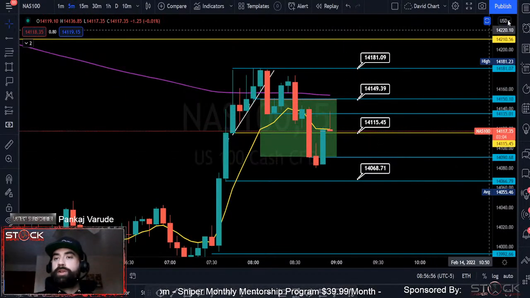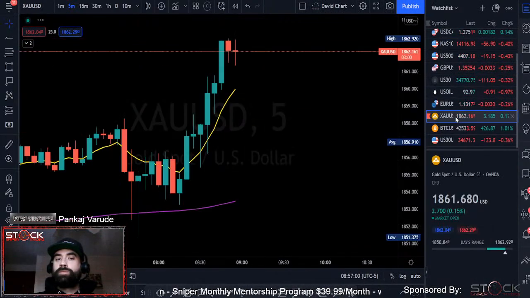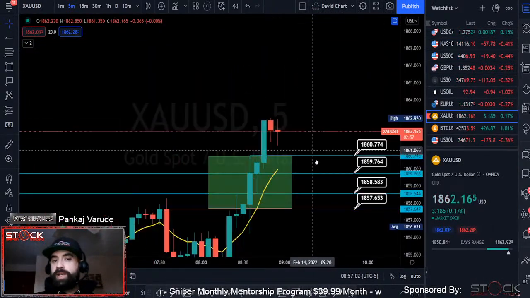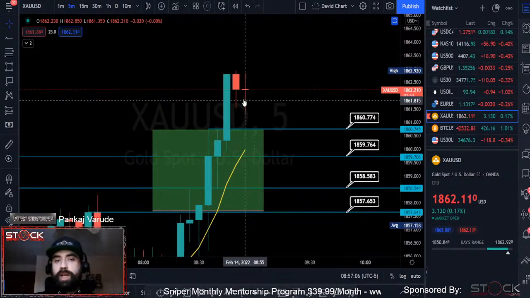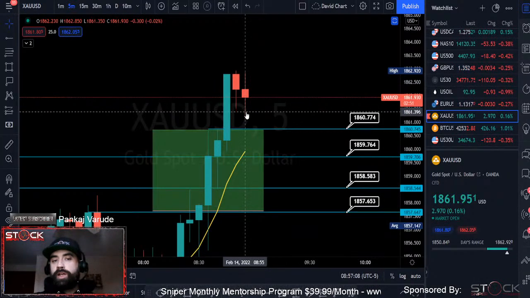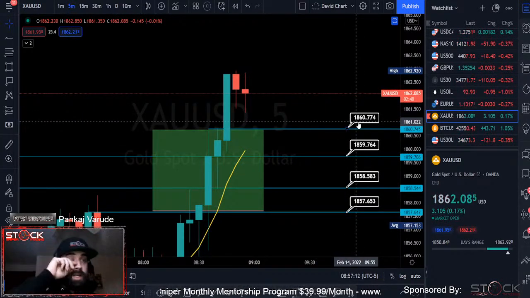And we'll check out gold here. Okay, gold is still rising. You can see it's got a little bit of pin bar action starting to form. Indecision right here. Most likely it's going to start to come back down, at least to fill at 1860.7.